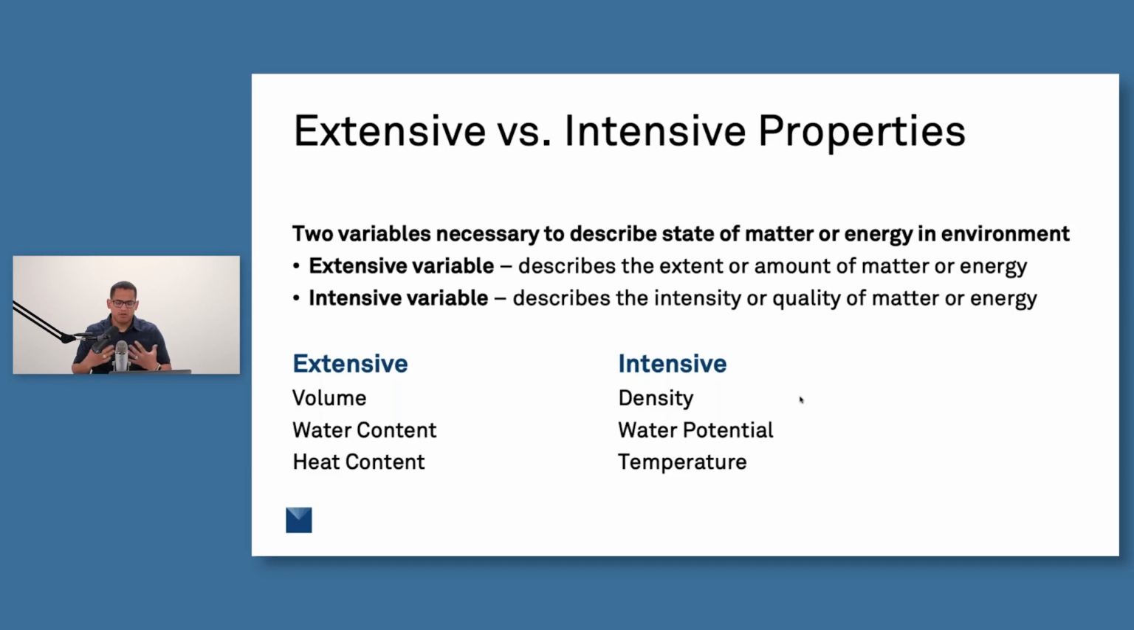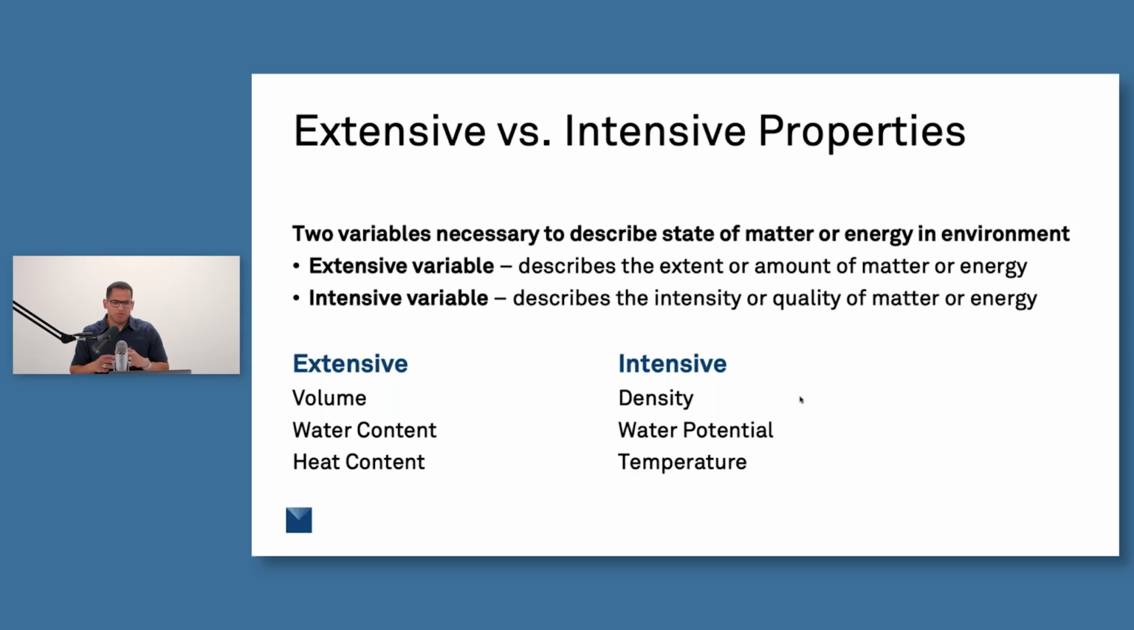But before I dive into that, because again, we're talking about water potential, I always like to start with these two slides because water potential is one of those more complex topics to understand. And I always feel like this is a good intro as we start talking about water potential. So in order to describe matter in the environment, there are two variables that we need to understand. Those are extensive variables, which describe the extent or the amount of matter or energy within the environment, and the intensive variable, which describes the intensity or quality of matter or energy.